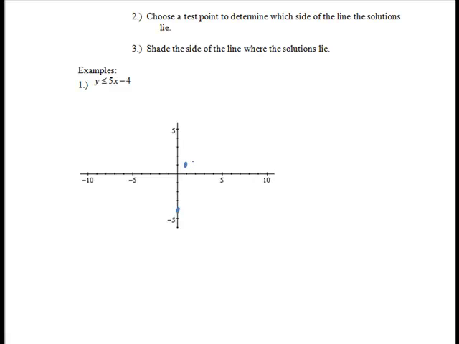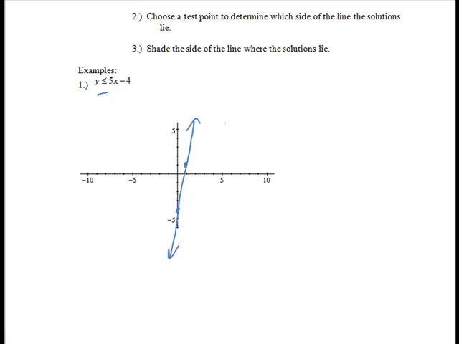But now comes the first new step. Before we actually sketch the line, we have to determine if it's going to be a dotted line or a solid line. The inequality sign is less than or equal to, so it's going to be a solid line. So we sketch the line passing through those dots. And now the next new step is we're going to shade one side of this line or the other.